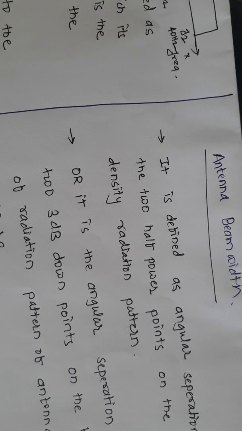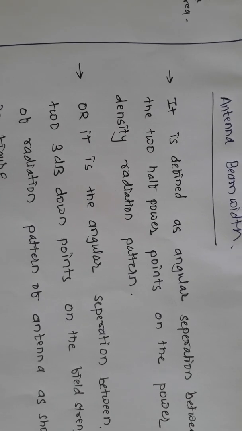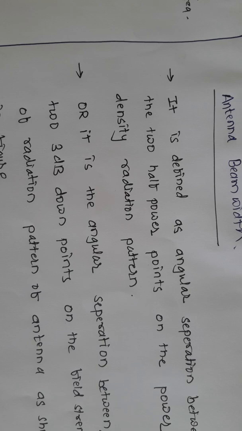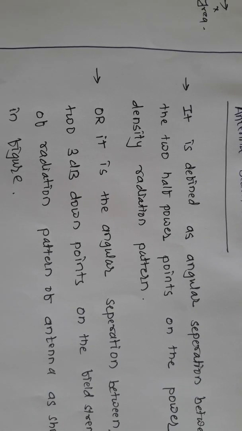Because bandwidth is something different, and beam width is different, right? So bandwidth is totally related with frequency, the range of frequencies over which the antenna works satisfactorily, but antenna beam width is nothing but angular separation. So beam width is the total angular separation term. It is expressed in degrees, because as we all know, angle is always measured in degrees.